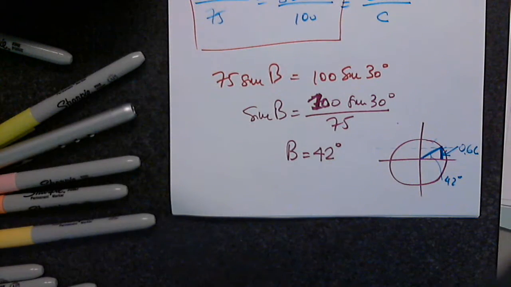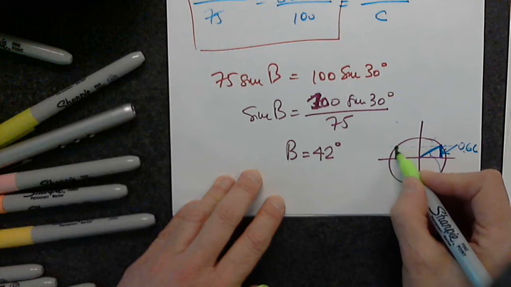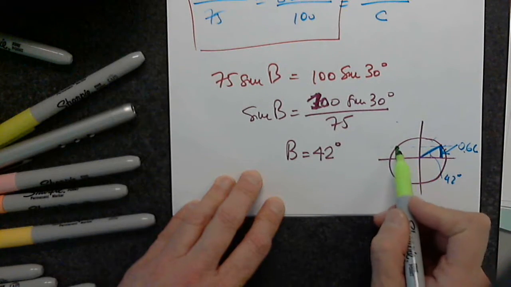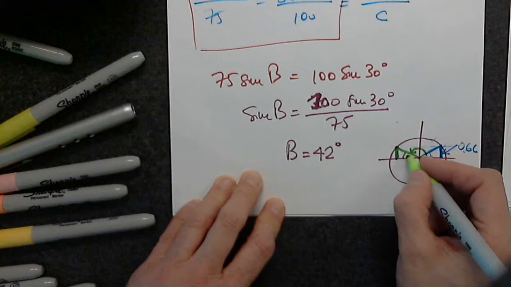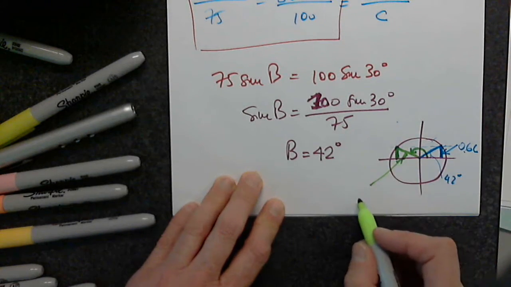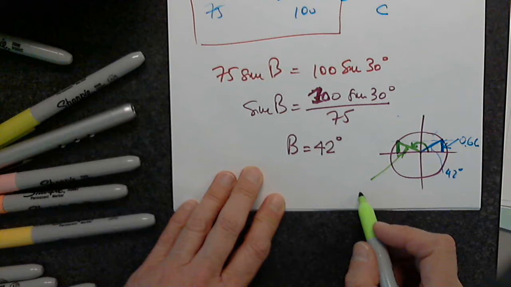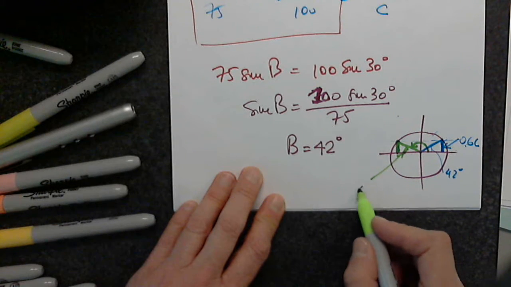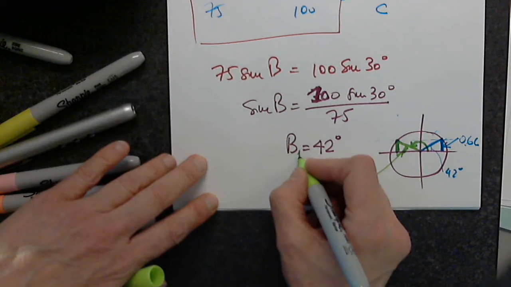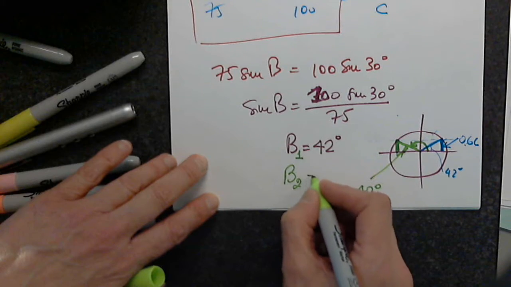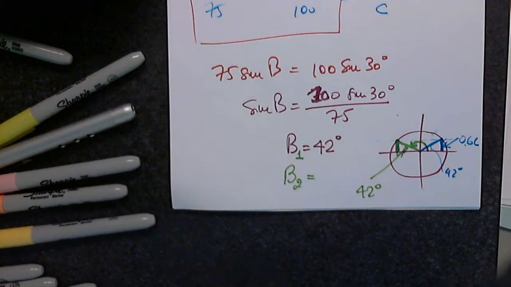I will determine a second angle with the same height, but ends in the second quadrant, with the same reference angle, which is 42. Good. And what is the second angle? And I'm going to call this B1, and I'm going to call this B2. How much is the second angle with the same sine of 0.666667?